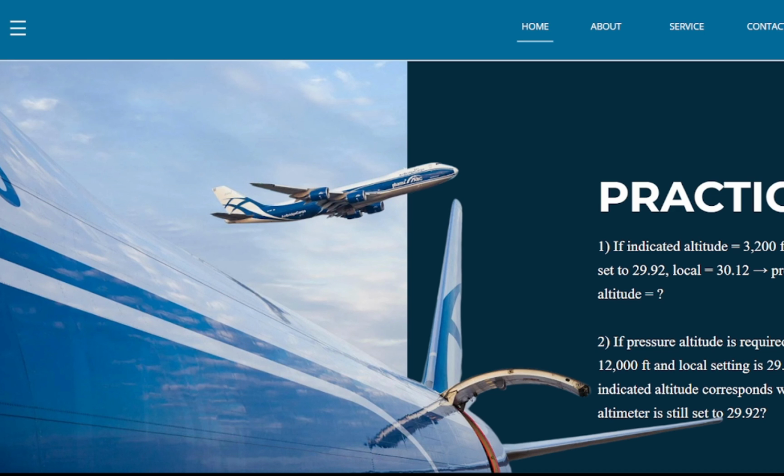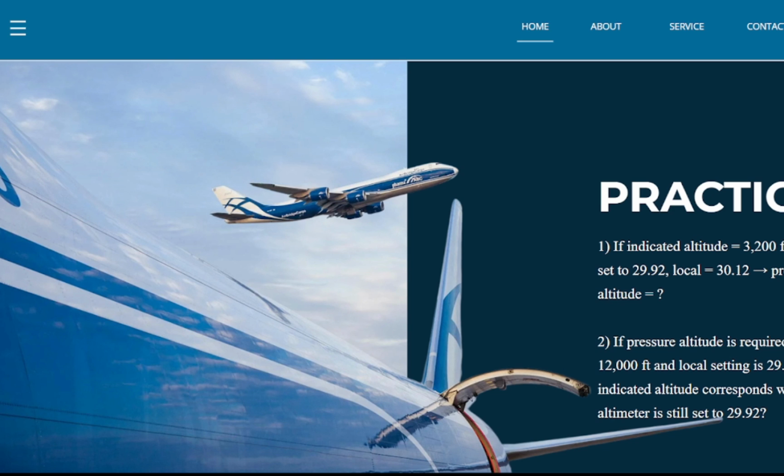So, start by noticing the sign, okay? The local pressure is 30.12. That is higher than the standard 29.92. So our difference, 29.92 minus 30.12, is negative. That negative sign tells us the correction will reduce the indicated altitude to get the pressure altitude.